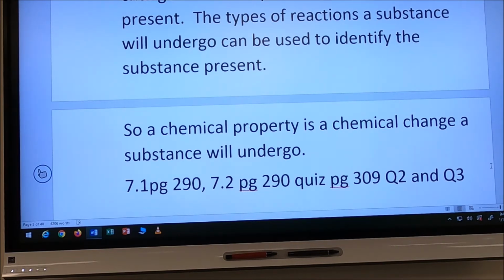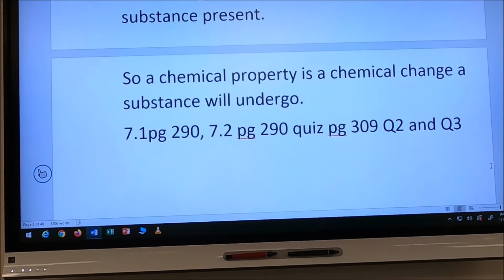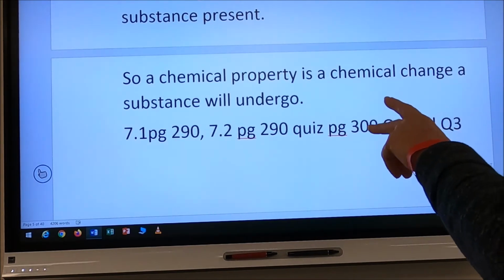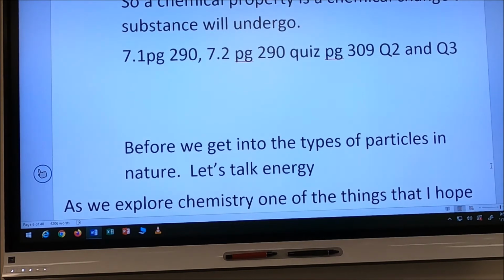So if we look at 7.1 and 7.2 on page 290, those are some questions that you can look at. I'm going to let you do that on your own, but look at 7.1, 7.2 on page 290, and the quiz on page 309, look at Q2 and Q3. I'm going to let you do those on your own. Hint, it would be important.